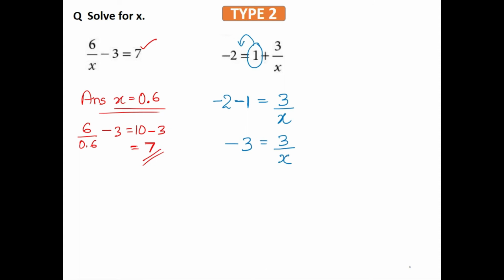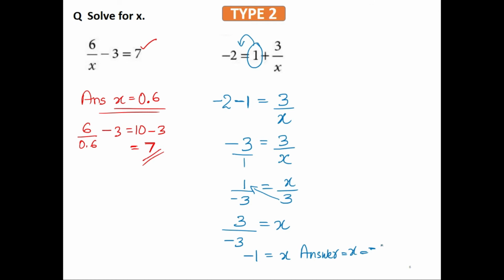Now you can use any one of the methods. So negative 3 over 1. So flipping the fraction, so I have 1 over negative 3 equals x over 3. Cross multiply, so 3 over negative 3 is your x, and you have your answer as x equals negative 1. Trying a similar question, you can pause the video and do it by yourself and check the answer with me.